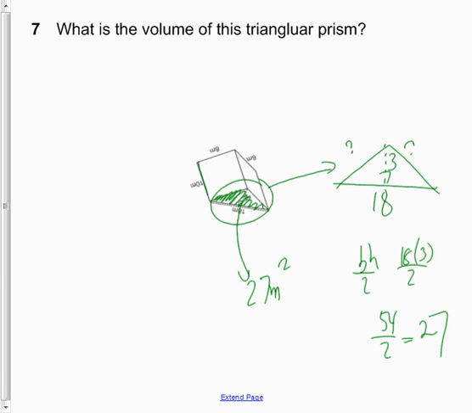The height of the prism is 10. So when I multiply that out, I get 270 meters cubed as the capacity or the volume of this triangular prism. In the remote it said 540, but the actual answer is 270.